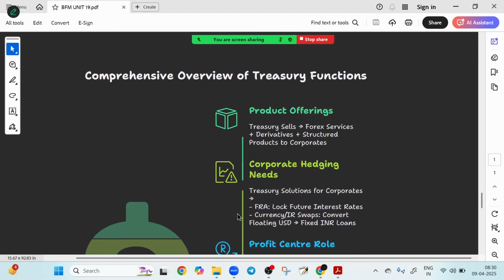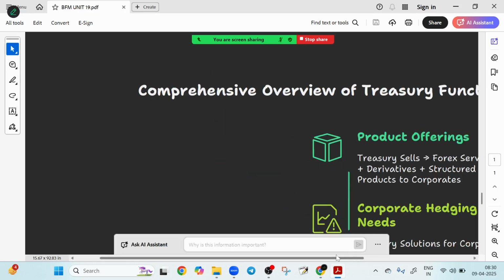Now let's look at the comprehensive overview of the treasury function. Friends, let's lift the curtain on the real engine room of the bank, the treasury department. It's not just about managing money, it's about strategic control, pricing, risk management. So here is a complete overview of its multifaceted function. First of all, it's the product offering. Let me zoom a little bit. I hope it is clearly visible to you.